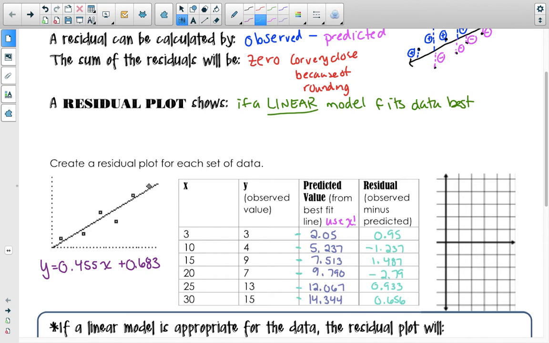Now, these data points are very close to the line, which is why this residual is much smaller than the others. We can also see that this data point looks to be the furthest away from the line. And if we look at the residual, we can see that that is the largest absolute value. So the negative tells us that it's below the line, but the 2.79 tells us that it's the furthest away from the actual regression line. So these are our residuals.